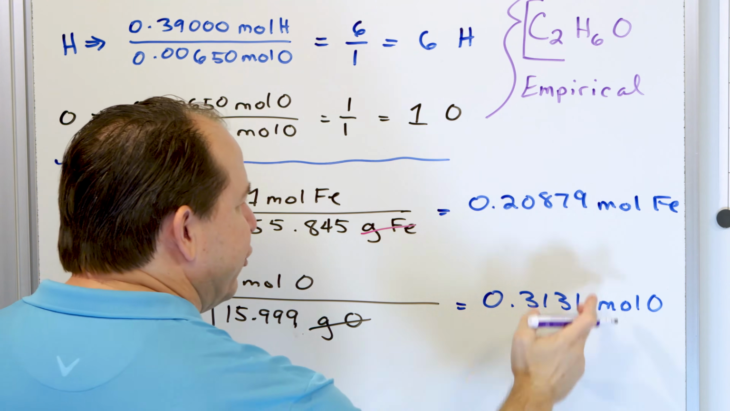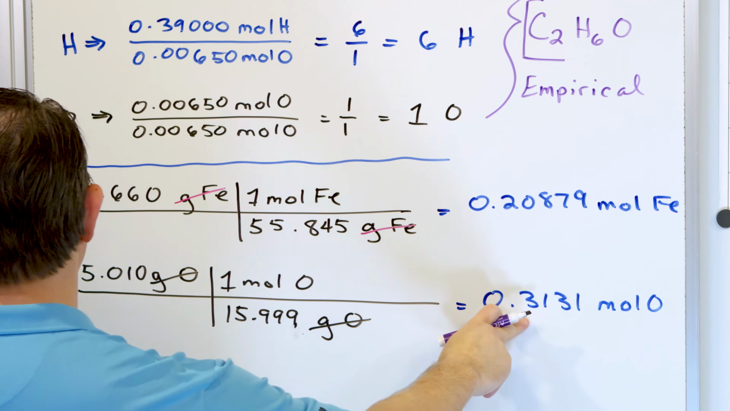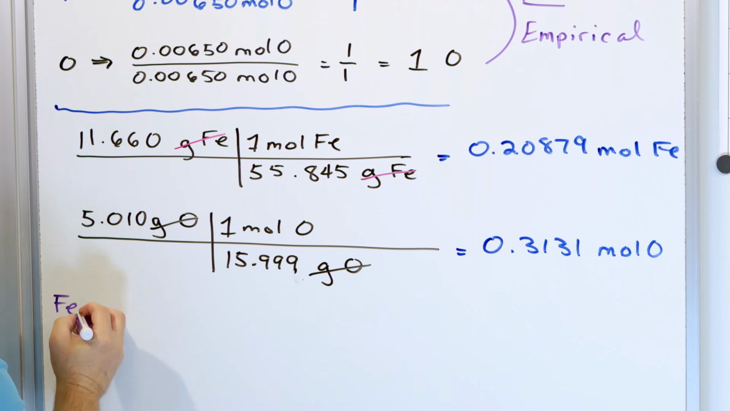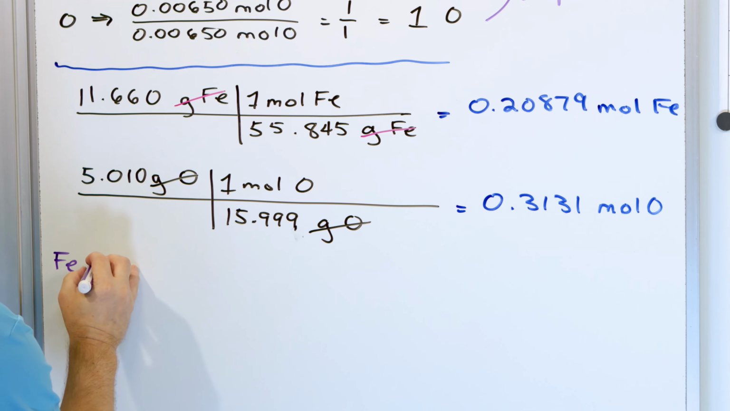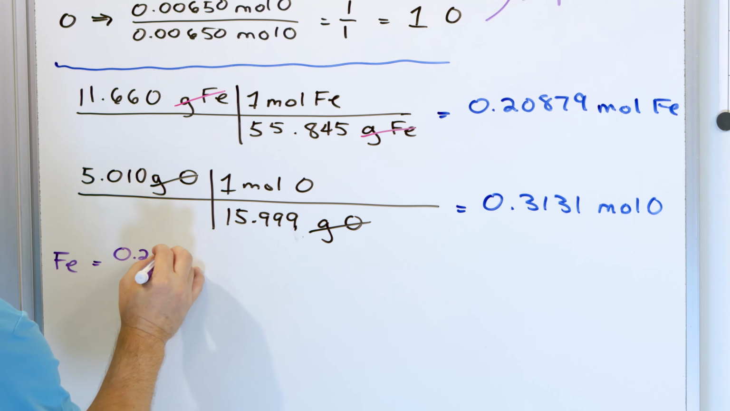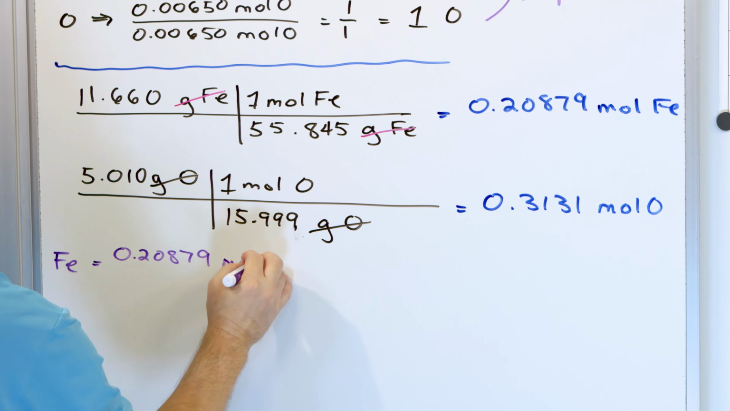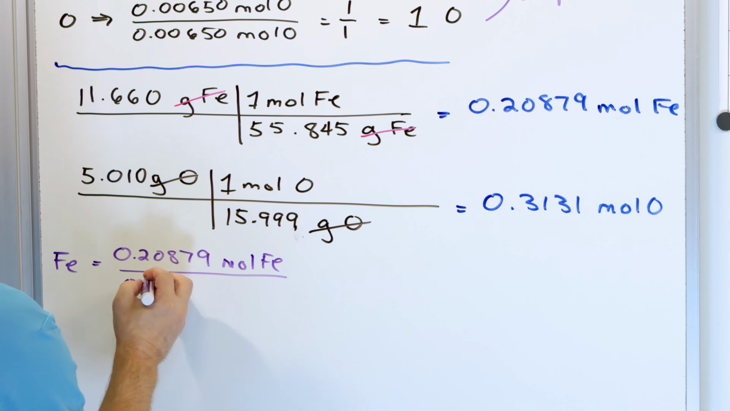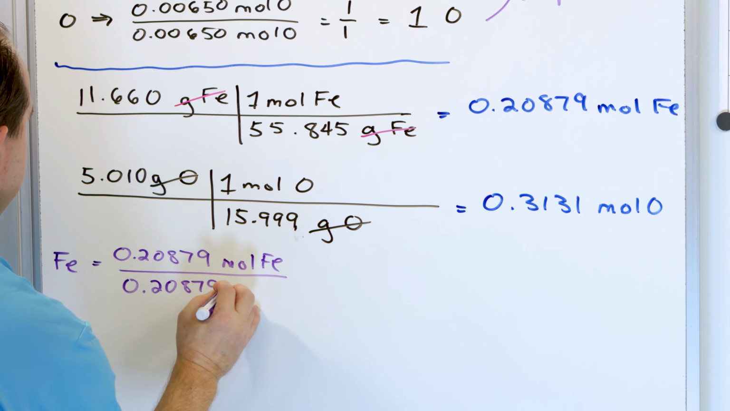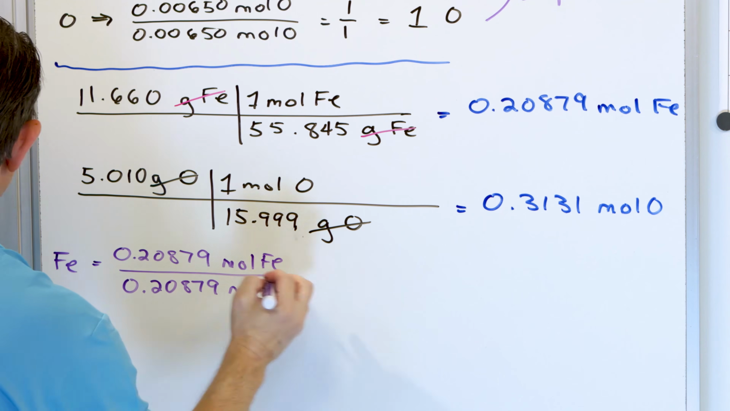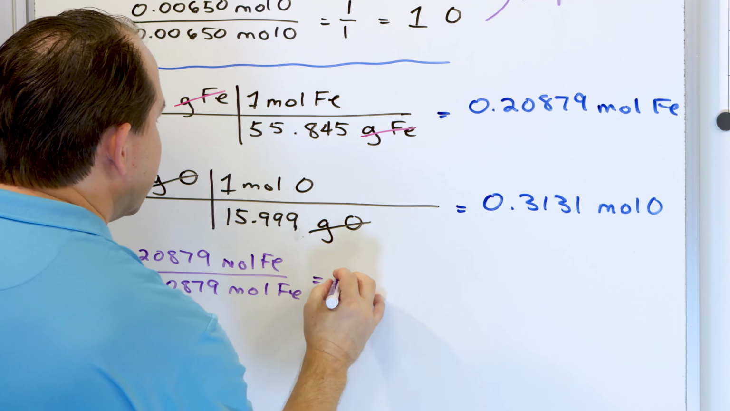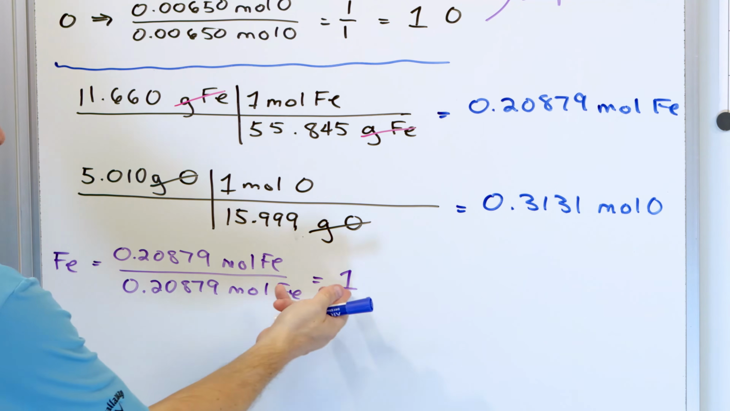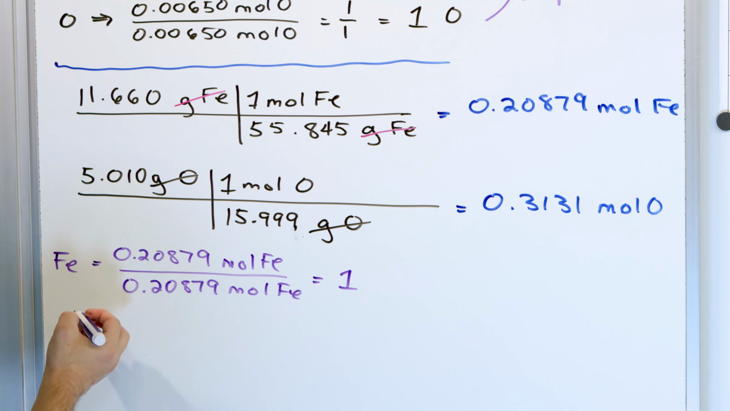All right, so we only have 2 species here, and the iron is the smaller number. So for the iron, we're going to calculate the iron number first. We're going to say that it's 0.20879 moles of iron, and we're going to divide it by the same thing, because we're dividing everything by the smallest number of moles we have, 0.20879 moles of iron. So when you divide these numbers together, what do you get? You get the number 1. That doesn't really tell us much. It's like the subscript of iron would be 1. Okay, let's move on to the next thing.